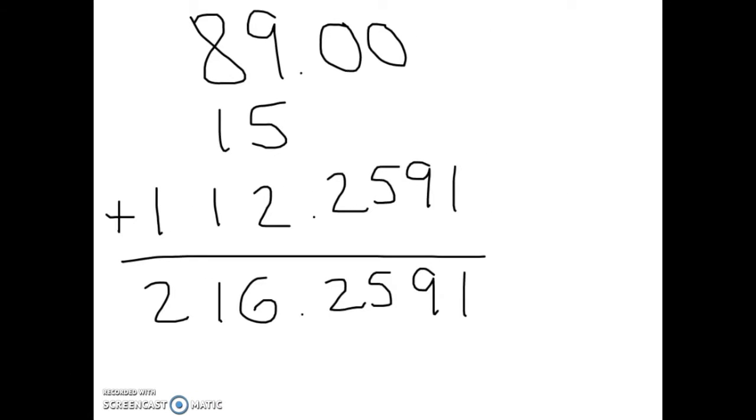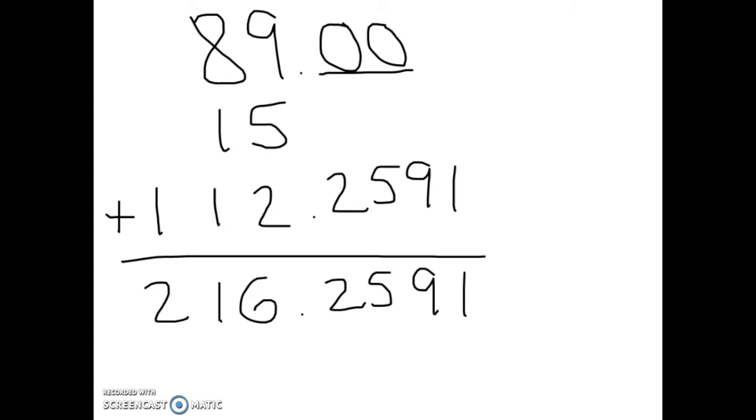For my second example, I have 3 numbers that are being added up, and I have them all stacked vertically so we can see what our result should look like. We have 89.00 plus 15 plus 112.2591. And the result I got from that was 216.2591. As we can see in this first number, there are 2 places after the decimal. After the 15, we do not have any decimal places, so that means that our answer is going to be a whole number.